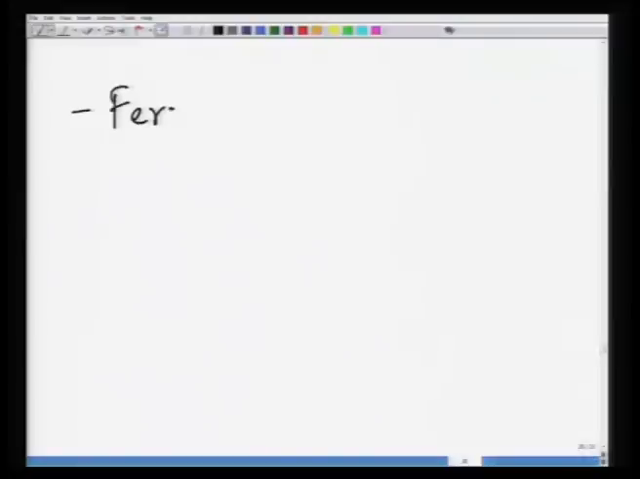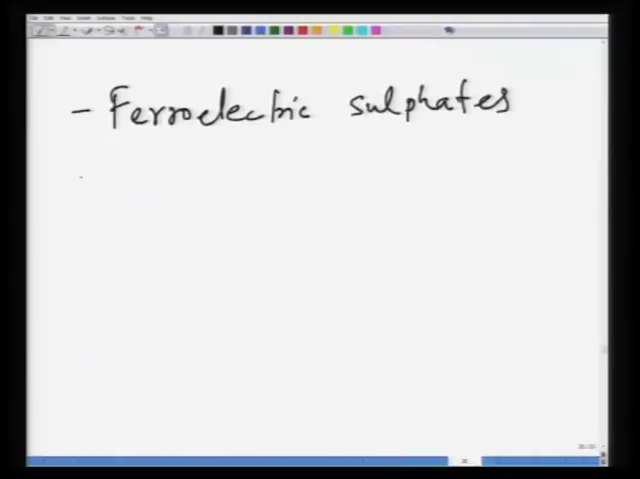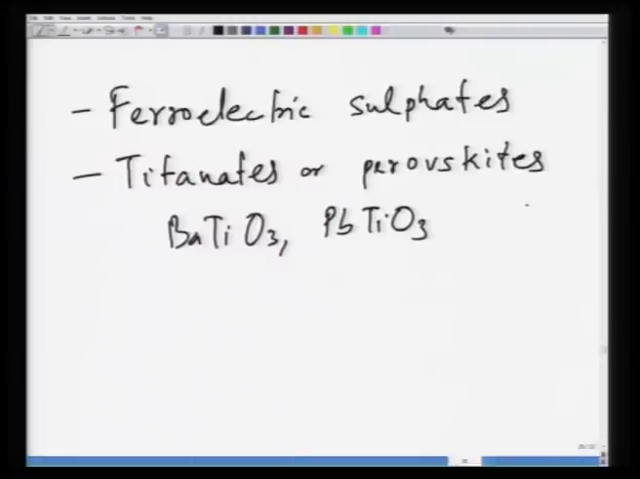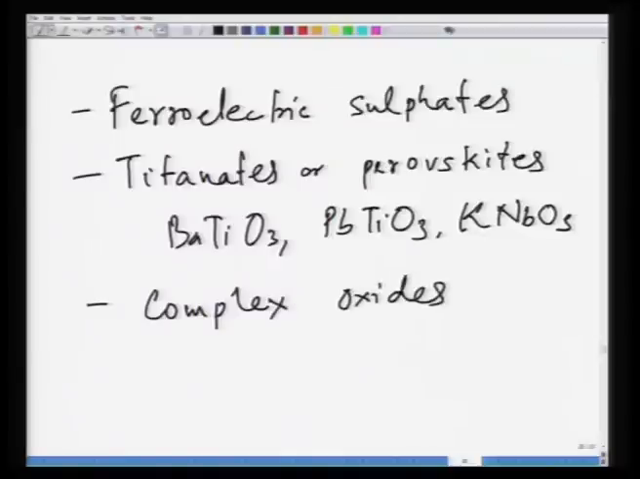You can also have materials like ferroelectric sulfates. Plenty of sulfates have been discovered in the literature, and then you have of course Rochelle salt, which was discovered earlier, and compounds similar to Rochelle salt. And then you have titanates or perovskites, and here the examples are barium titanate, lead titanate, and similar compounds like potassium niobate, etc. So, basically titanates or perovskite structure compounds. Of course, potassium niobate is not a titanate, but it is a perovskite structured compound. And then you have complex oxides, and this would mean materials like strontium bismuth tantalate and bismuth titanate, which are Aurivillius family compounds. So, a variety of these compounds were discovered.